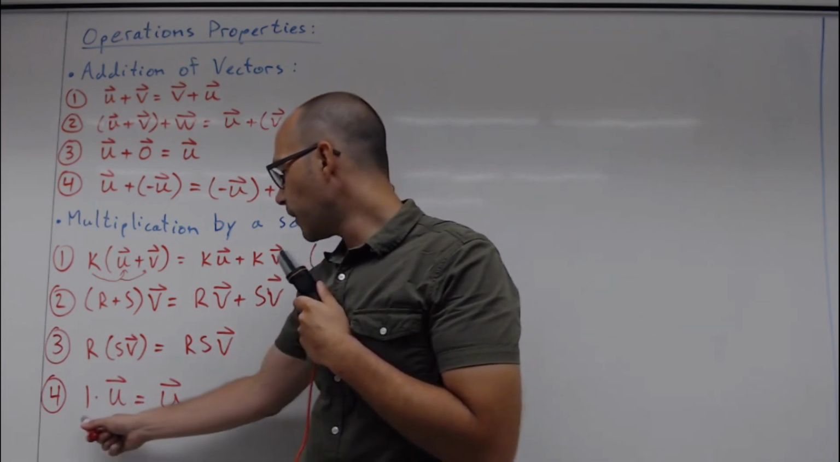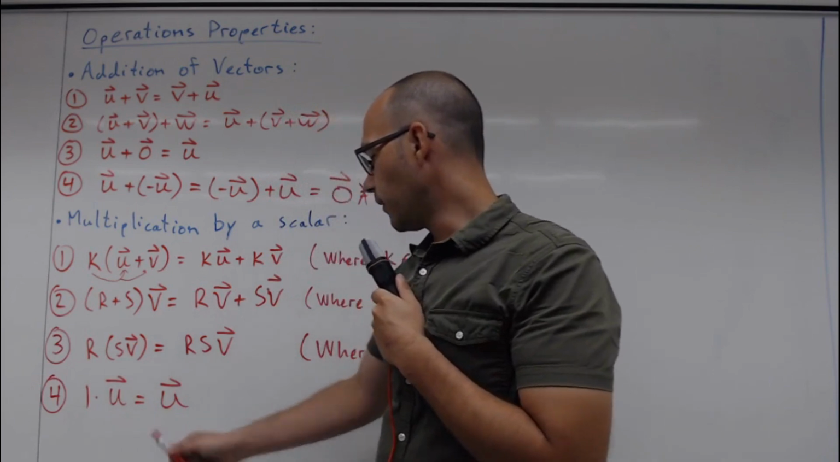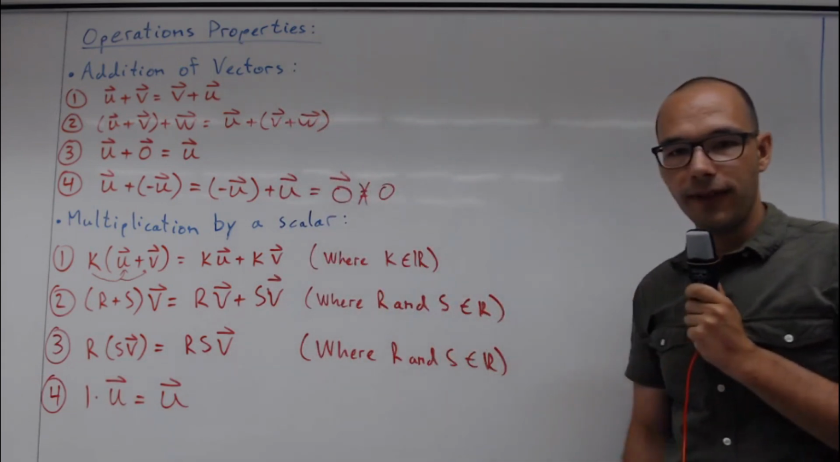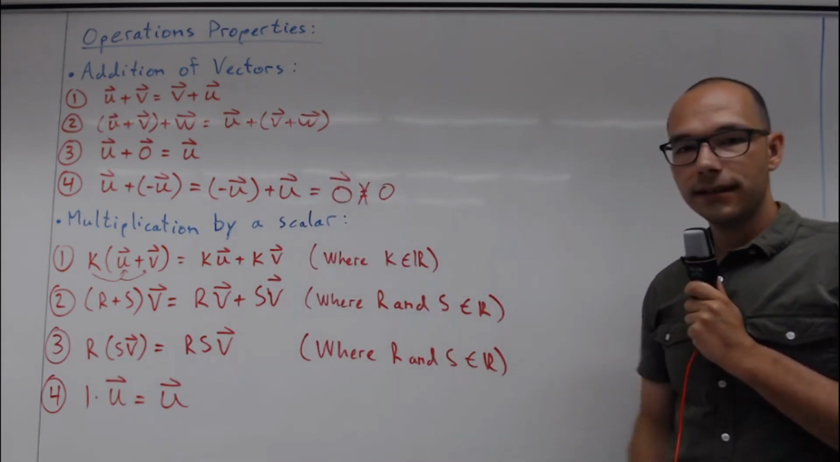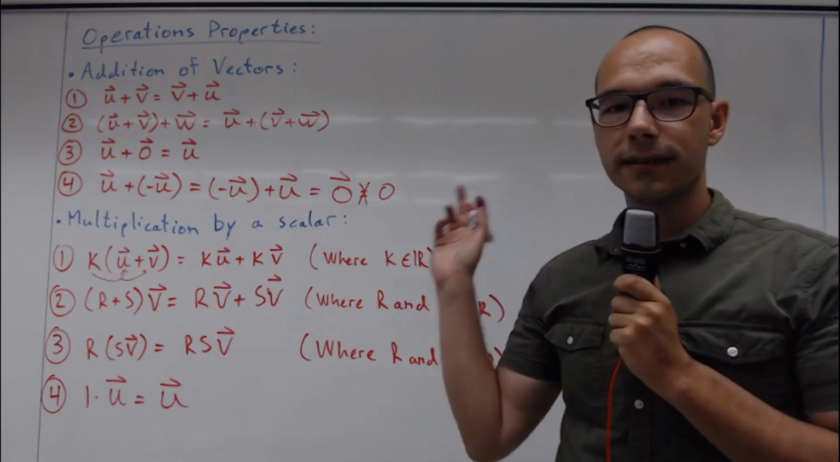And if you multiply 1 by a vector, you will only get the same vector. So that's it for the properties. See you in the next video.